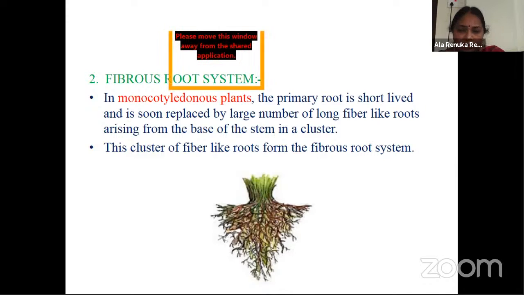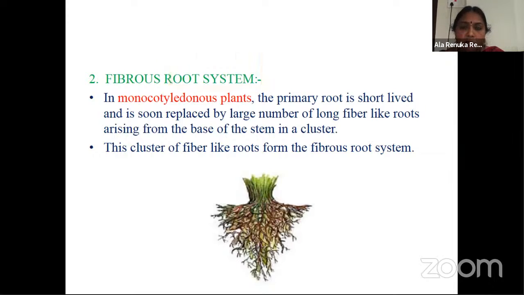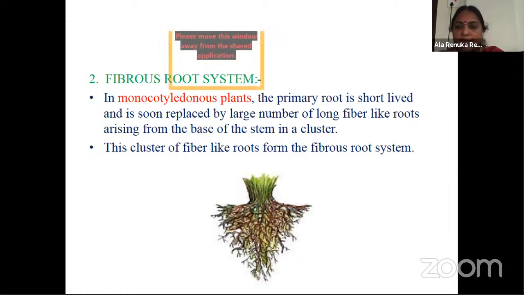As it falls off, many small, long, fibrous roots develop in a cluster, in a bunch, from the base of the stem, because the plant has to get fixed in the soil. So the plant produces many small roots from the base of the stem. This cluster of long, fibrous roots forms the fibrous root system, which is present in monocotyledonous plants.